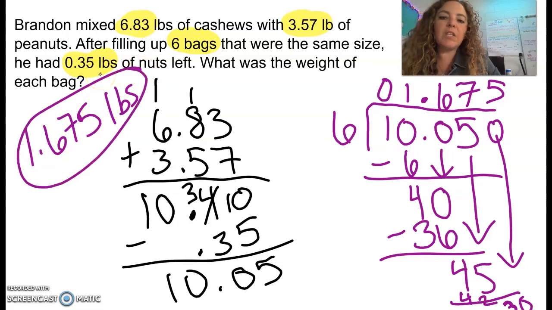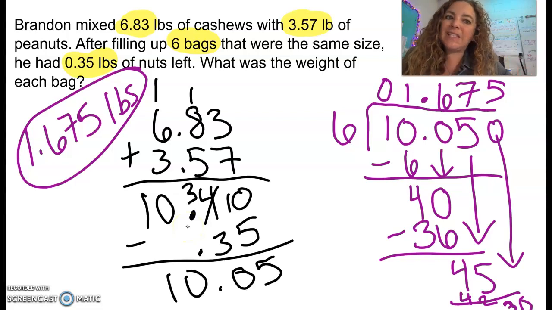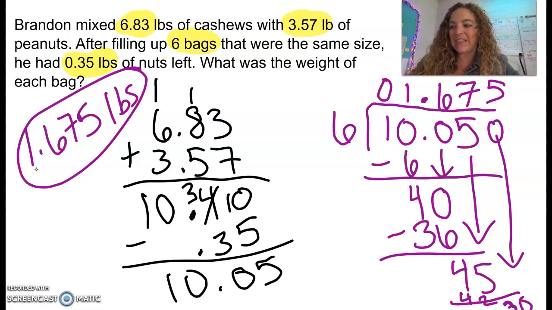Okay, so this is a multi-step problem. We have addition, we have subtraction, and we have division. Sometimes that's the case in these problems, so you've got to be prepared for that. You guys are going to go work on Modular 1, Lesson 16. This does happen to be that last lesson of the unit.